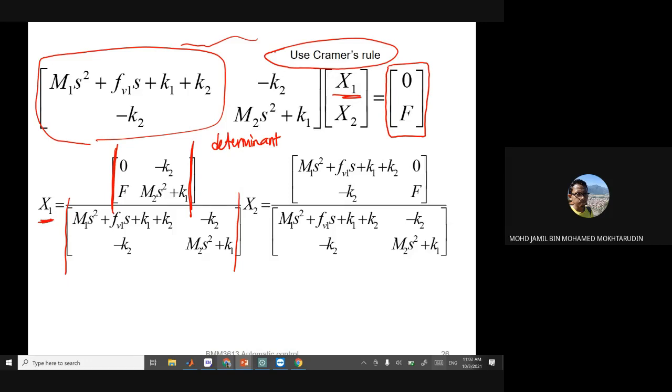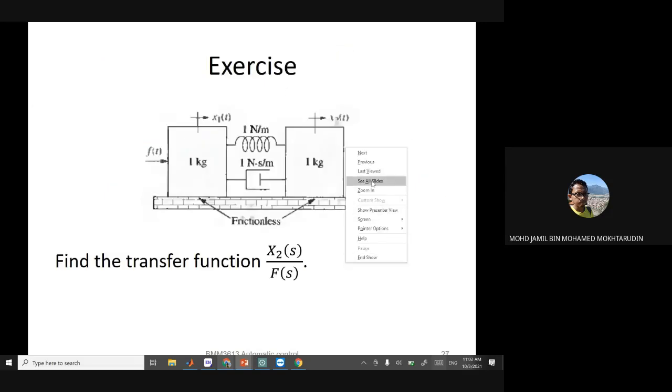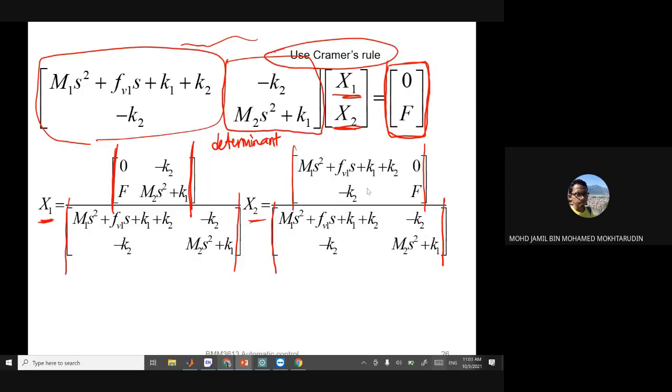If you want to find x2, then you substitute the force column here into the second column, find the determinant, divided by the determinant of the coefficient matrix. Then you can simplify the determinant. You get AD minus BC.